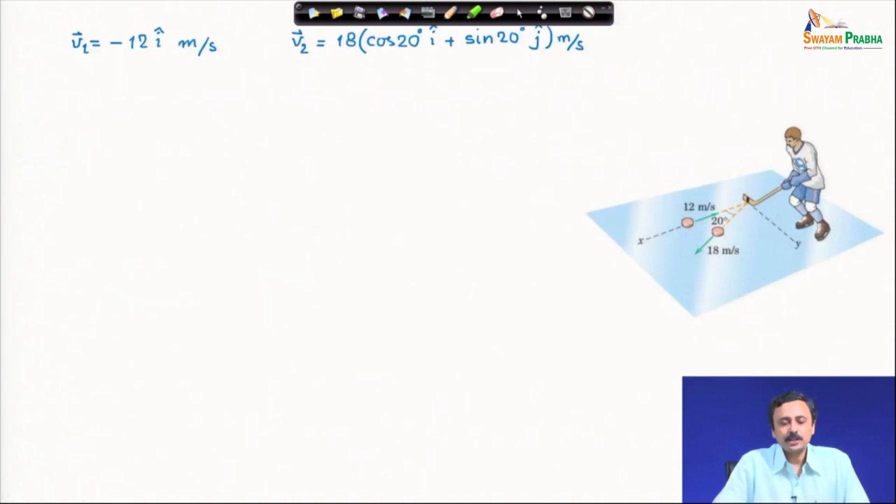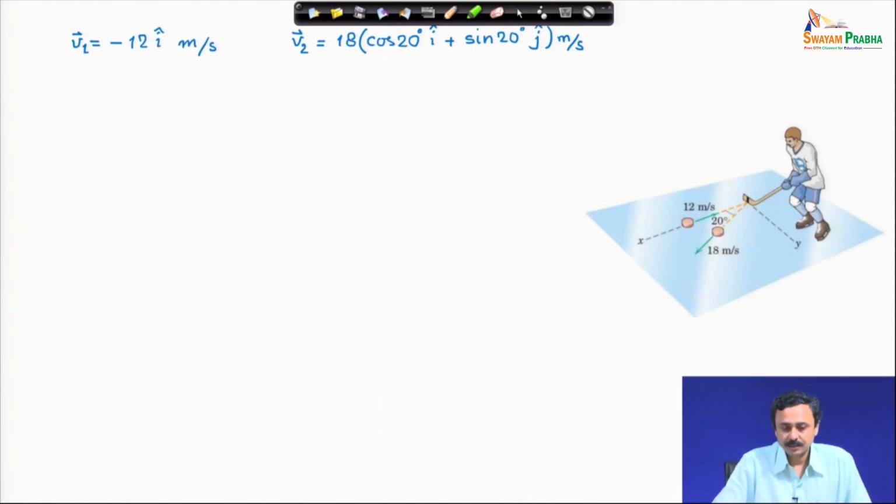We will use this x-y coordinate system and represent every vector, because you remember that the impulse-momentum form is a vector relation. V1, the initial velocity of the puck, is minus 12 i cap meter per second. It is in the negative x-axis direction. So, minus 12 i cap.